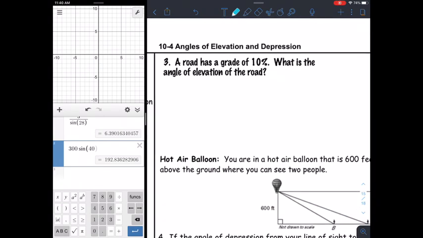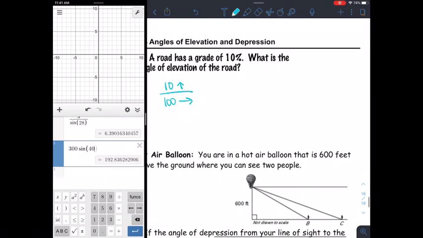A road has a grade of 10%. This 10% is out of 100. So for every 10 feet of vertical distance, we have gone 100 feet of horizontal distance. That's our setup for our triangle. I don't know that you'll encounter any grade questions, but if you've ever been skiing or been in a hilly area, you'll see these. So our 10% is representing not the angle, but our height over our distance run. And then we're solving for our angle.